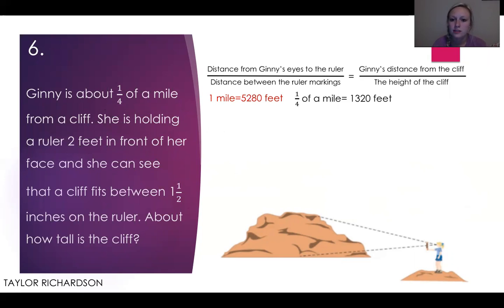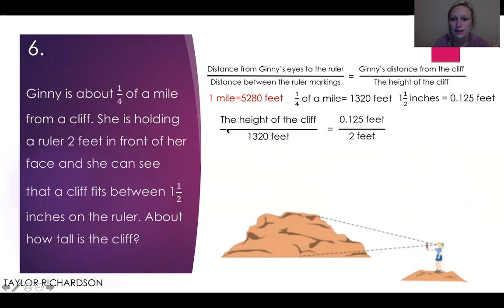And so when we do this, we find that our 1/4 of a mile that Jenny is standing away from the cliff is equal to 1,320 feet. And the 1.5 inches that she can see the cliff between on her ruler is equal to 0.125 feet. So now that we've transferred everything to feet, we can plug it into our formula and get the height of the cliff over 1,320 feet is equal to 0.125 feet over 2 feet.